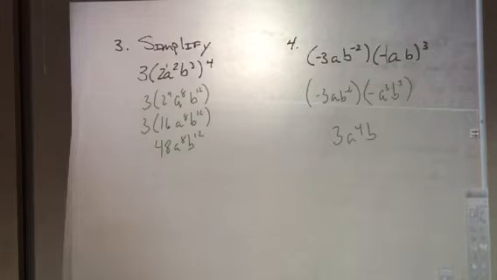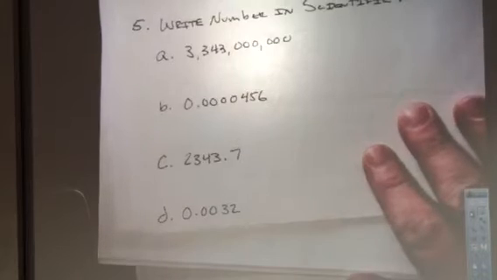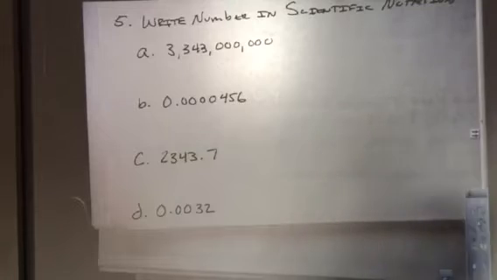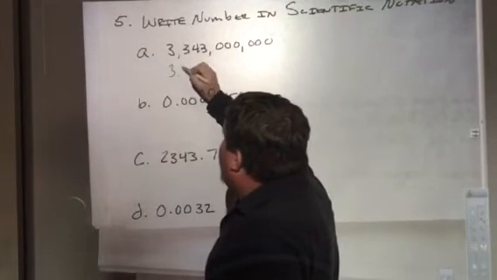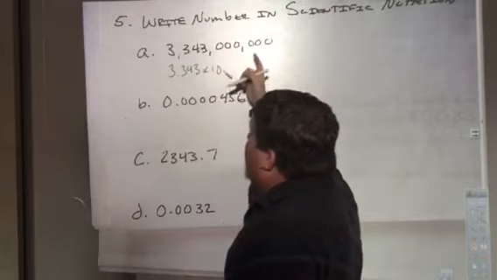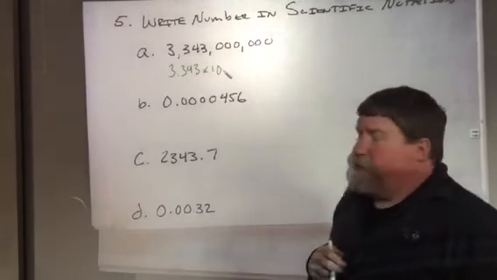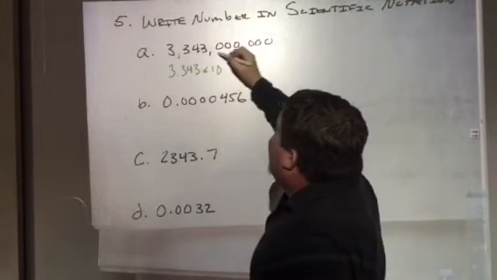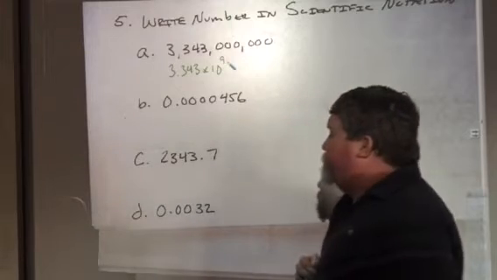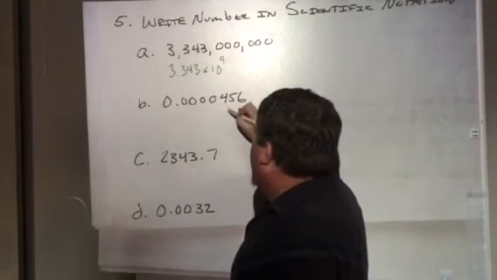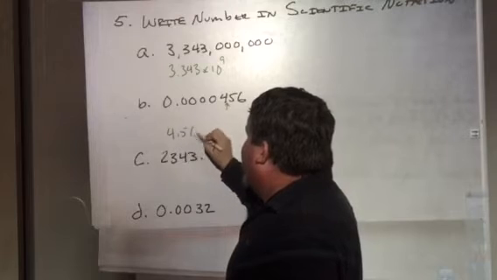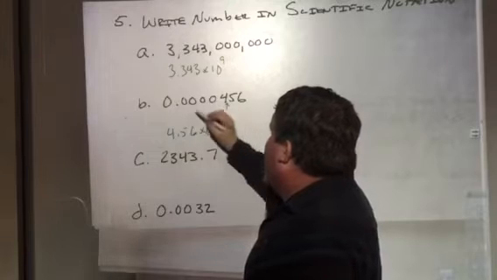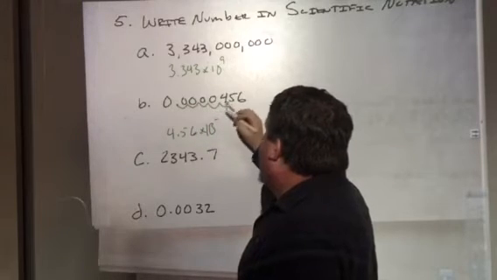So on number 5, writing all these in scientific notation. Remember, on scientific notation, we just want one number in front, so we get 3.343 times 10 to some power. Since our number here was larger than 1 to start with, we know our exponent is going to be positive, so we moved it 3, 6, 9 times. On B, we're going to move our decimal to here, so we get 4.56 times 10. Remember that this is smaller than 1, so our exponent is going to be negative. We moved it 1, 2, 3, 4, 5 times.